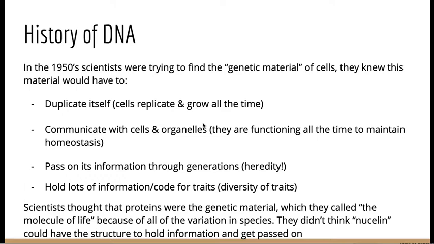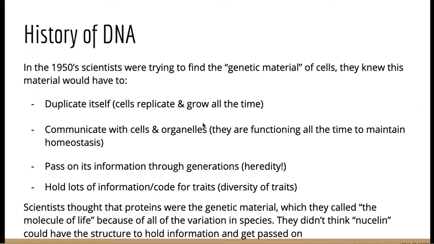First of all, we're going to start with the history of DNA. Back in the 1950s, scientists were trying to find the nuclein genetic material of the cells, and they knew that the cells were dividing and communicating with other cells and organelles, and that when they divided, they needed to pass the information from one cell to the next through the generations, which means that you've inherited traits. The cells pass that information to the next generation of cells so that the same cells get produced, the same jobs are done, and the species has the same abilities.